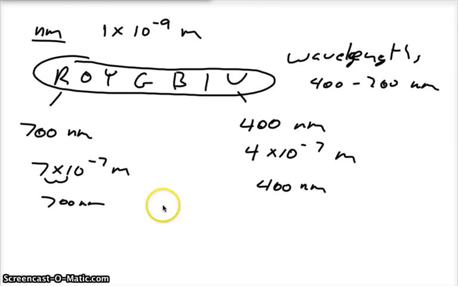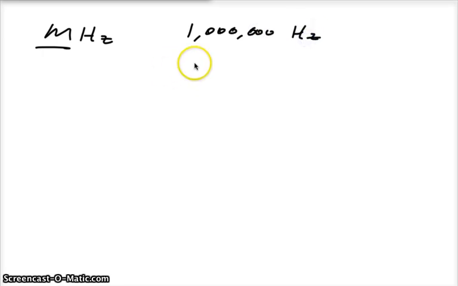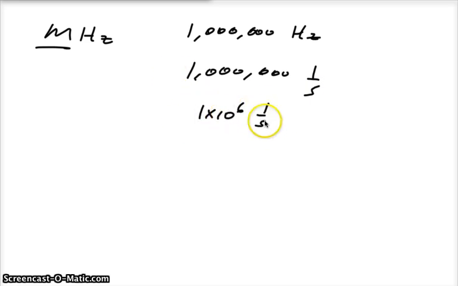You can also have things like megahertz. Well, mega means a million, so that would be 1,000,000 hertz, or 1,000,000 1 per second, because that's what a hertz is. Or you could just do 1 times 10 to the 6 cycles per second, or 1 times 10 to the 6 hertz. Okay, so you may see other units of hertz.